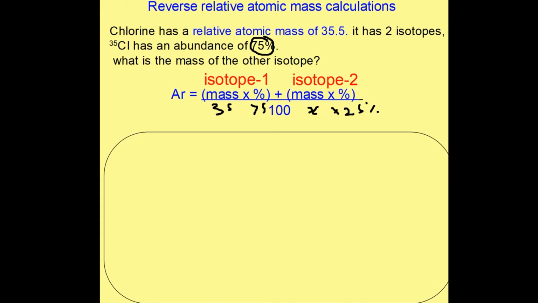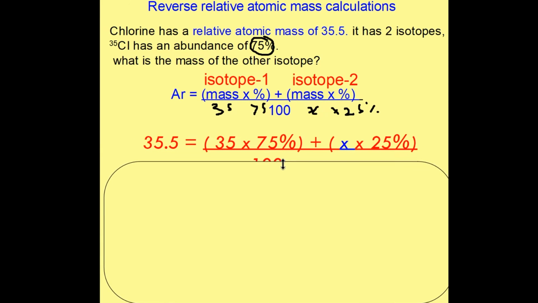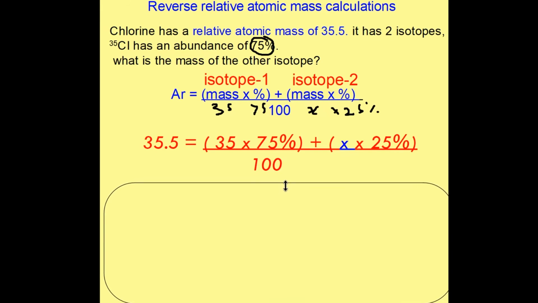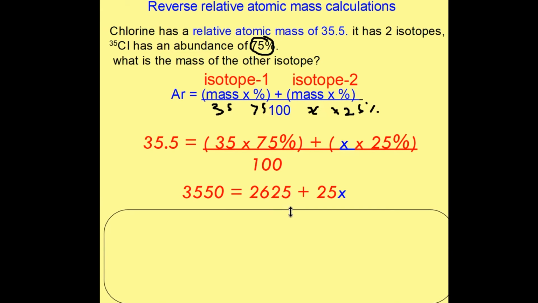And then it's just a matter of working through the calculation. So there is 35 times by 75, x times by 25%. If you work that through, you end up with those figures. So 3,550 equals 2625 plus 25x.